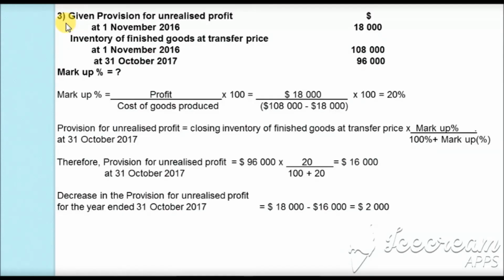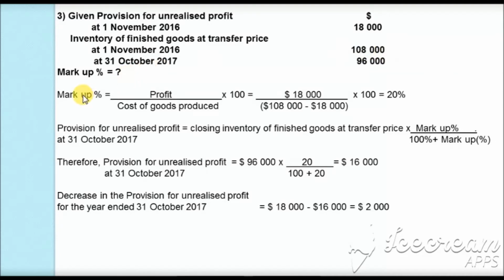In the third working notes, we will calculate the markup percentage as it is not given in the question. However, the information states that the markup percentage has remained same for many years. Hence, the markup percentage of 2016 and 2017 will be same. For this, the information which we are going to use is the provision for unrealized profit at 1st November 2016, which is $18,000, and the inventory of finished goods at transfer price at 1st November 2016, which is $108,000.